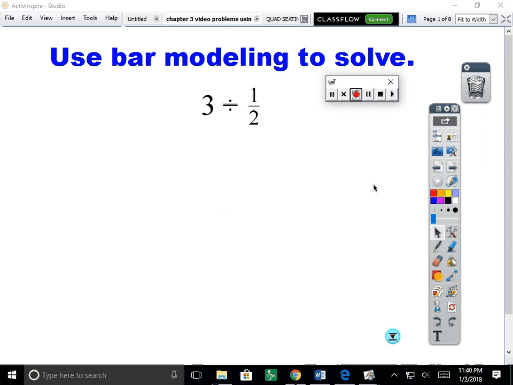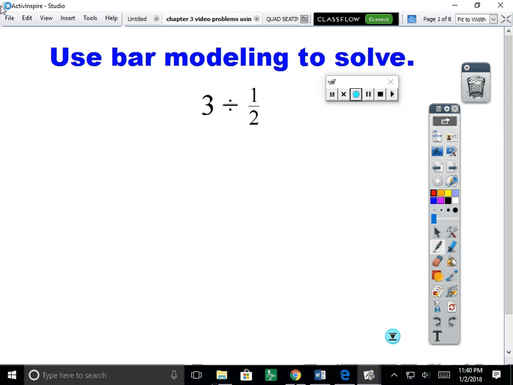Today we're going to introduce dividing fractions using both bar modeling and also the reciprocal method. So this comes from chapter 3, and again our initial goal will be to get students to model and understand why this division of fractions turns out the way it does.